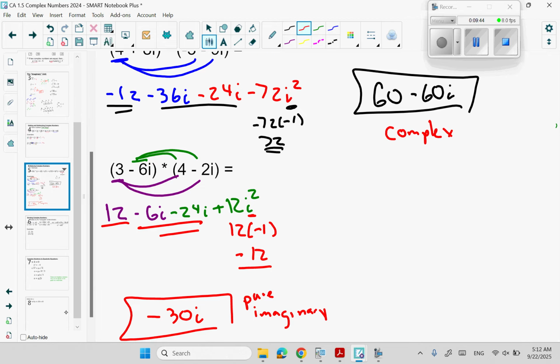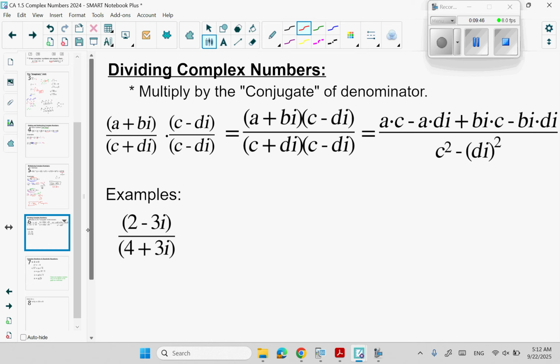Okay. Next, dividing complex numbers. Just like, if you remember, having the square root in a denominator is considered bad form. Same idea. You do not want i's down there. It's considered bad practice. So we do actually use a little trick.